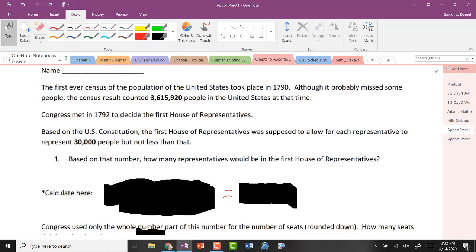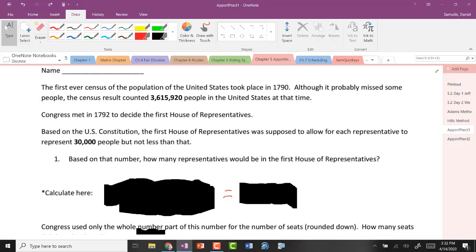All right, so this is actually historically accurate. The census, the amount of people in the United States at the time of 1790, and then Congress coming together in 1792 to figure out how many House of Representatives we should have and how many each state gets. So this was the actual process of trying the Hamilton method first.